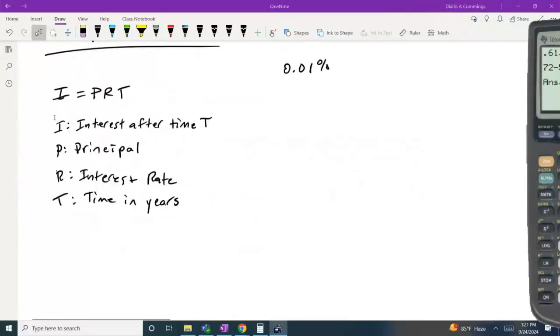Now, one thing about this formula, it only gives you the amount of interest. It's not going to give you the amount of money that's in the bank. In order to figure out how much money is in the bank, you have to take the interest and add it back to the principal. This is just a formula that gives you the interest amount. So on some of the problems, they ask you specifically for the interest amount. And on other problems, they ask you for the amount of money in the account.